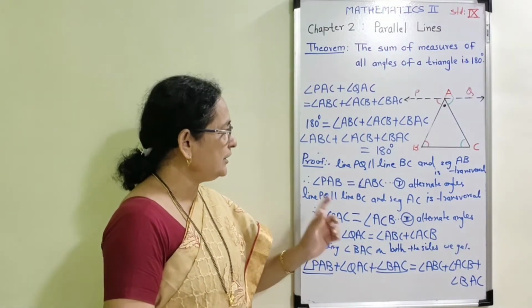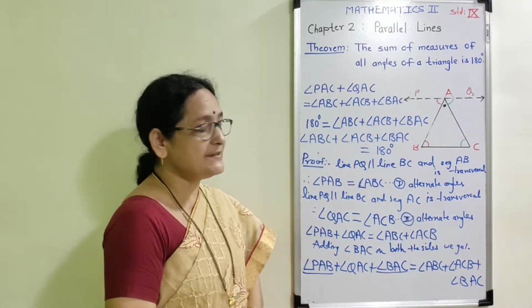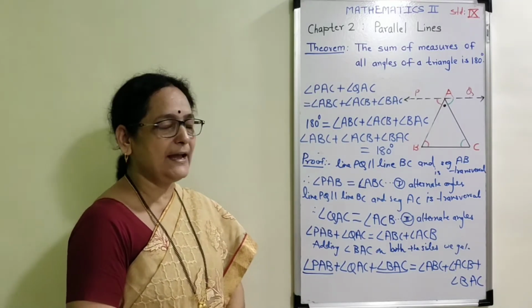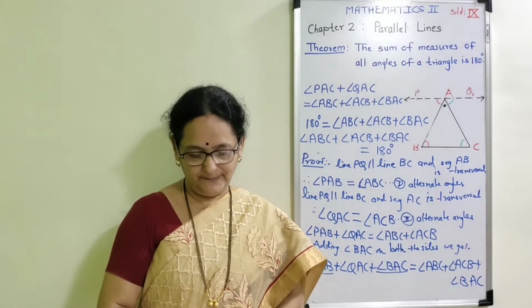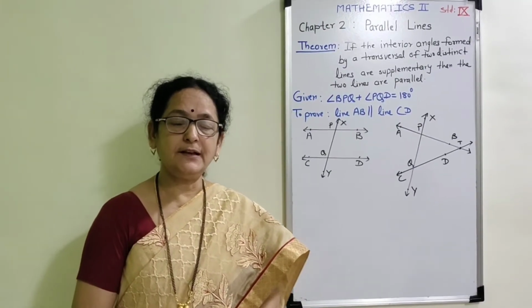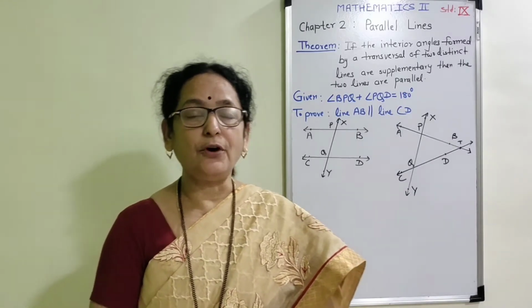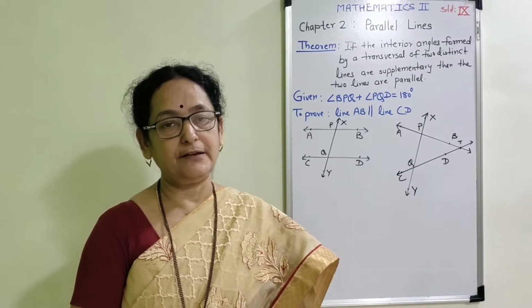And now here we have completed our first theorem, which is very important, that the sum of measures of angles of a triangle is 180 degree. Students, now we are going to learn test for parallel lines. First one is interior angle test.